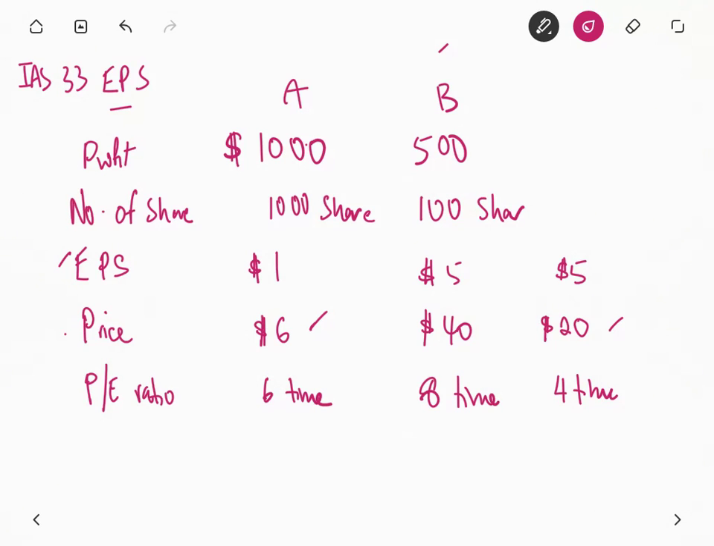You have to learn diluted earning per share as well. Earning per share, diluted earning per share. Done.